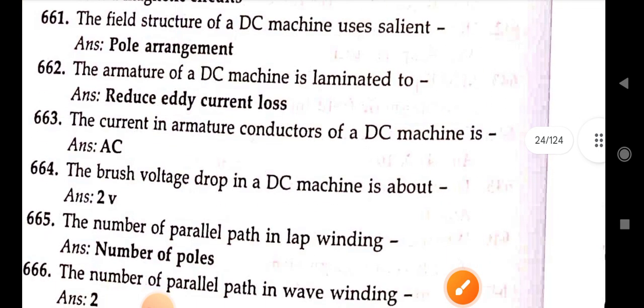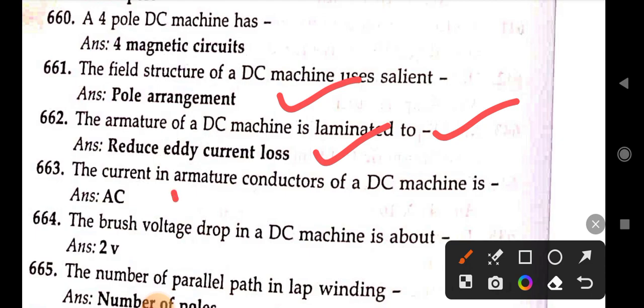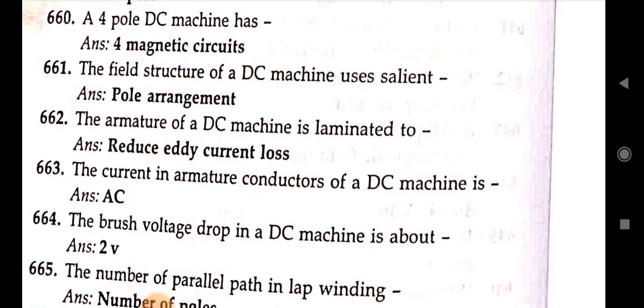Next, field structure of a DC machine uses salient pole arrangement. The armature of a DC machine is laminated to reduce eddy current loss. The current in armature conductor of a DC machine is AC. Next, the brush voltage drop in a DC machine is about 2 volt.